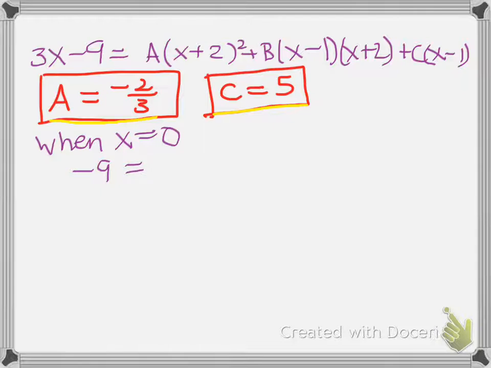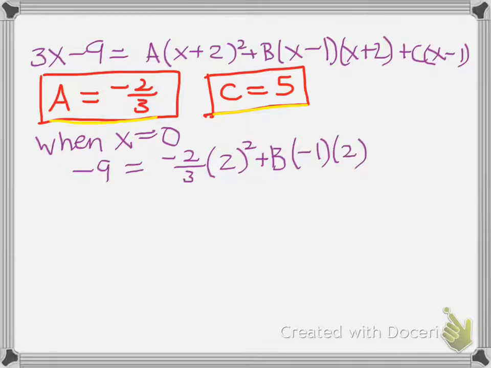And the right-hand side of the equation will be, now we know that A is -2/3, right? So we'll have -2/3 times 0 plus 2, which is just going to be 2 squared, plus B times 0 minus 1, so that's -1, times 0 plus 2, which is 2, plus C, which we know is 5, times 0 minus 1, which is -1.